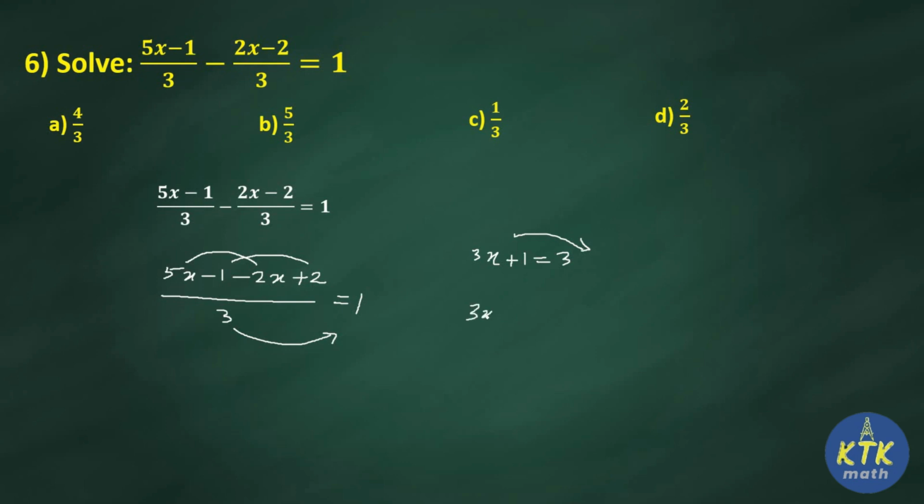3x equal to 3. This plus 1 becomes minus 1. So 3x equal to 2. That's all. x equal to 2 by 3. So our answer is x equal to 2 by 3. Where is it? Option D. x equal to 2 by 3 is your answer. So do the steps properly one by one, you will get the answer. Clear? We will go to the next one.